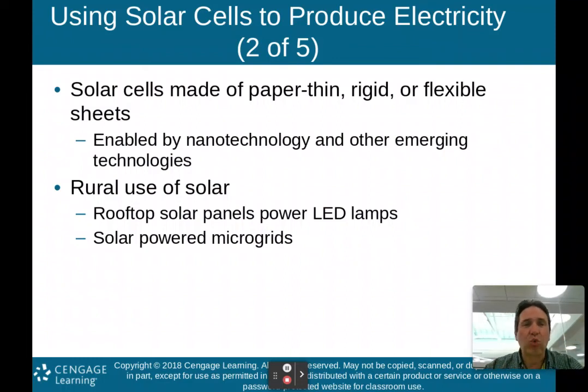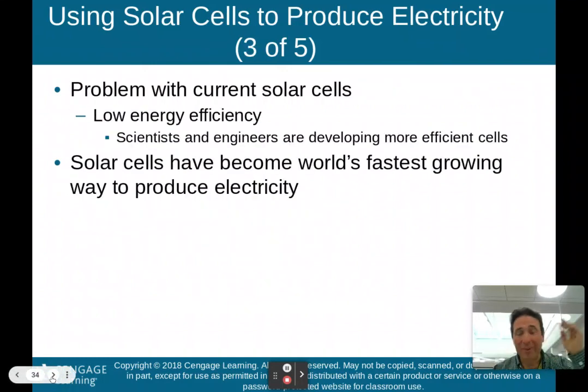So again, here's the rural use of solar. Rooftop solar panels can actually power LED lamps in rural communities, and you actually can get solar-powered microgrids. So an example of that, it'll be on slide 4, sorry. I'll show you a picture of one on a hut in Africa. They have a solar cell actually giving that hut some electricity.